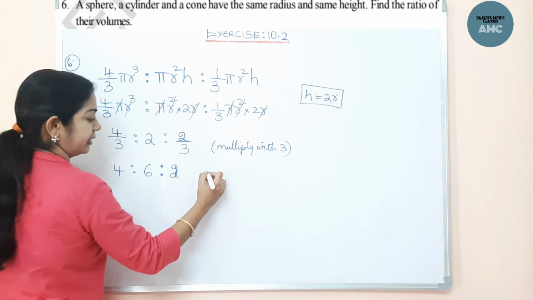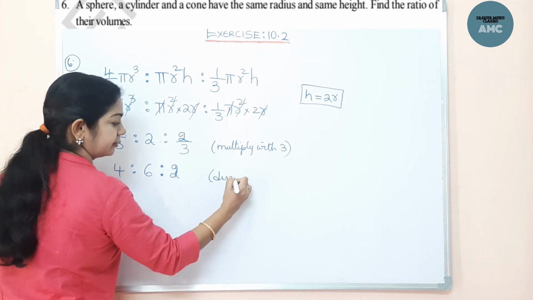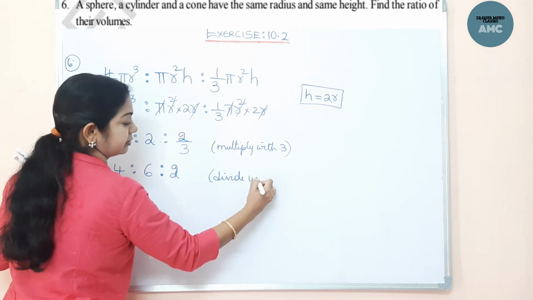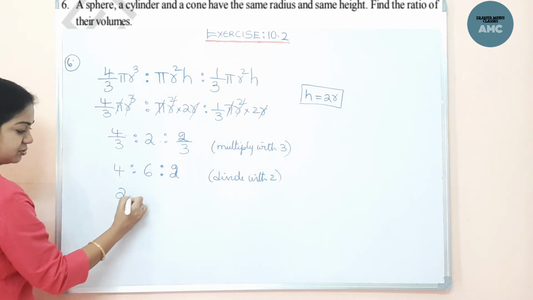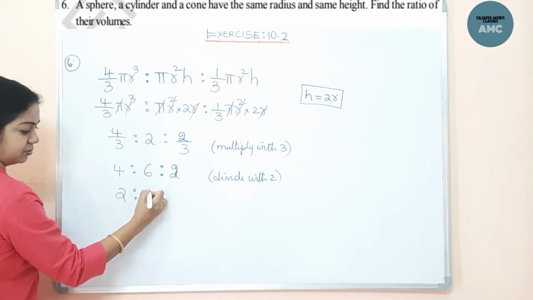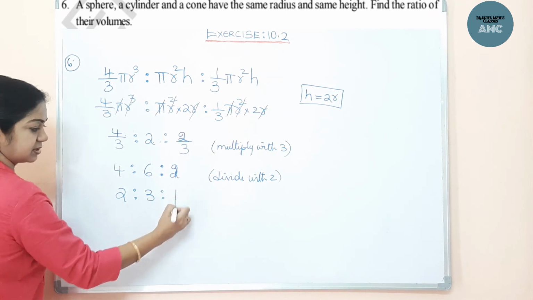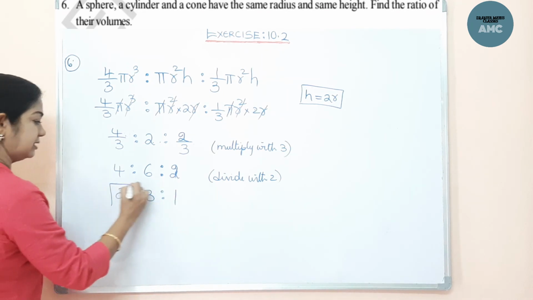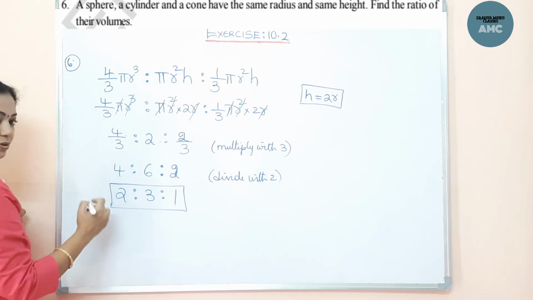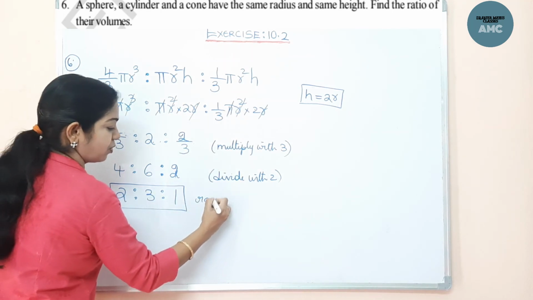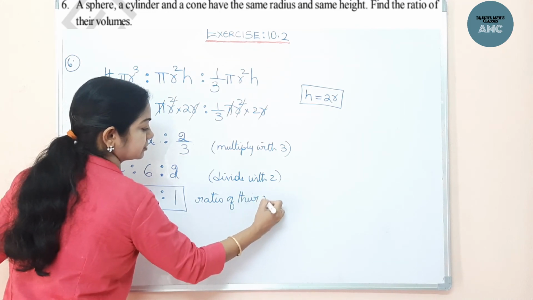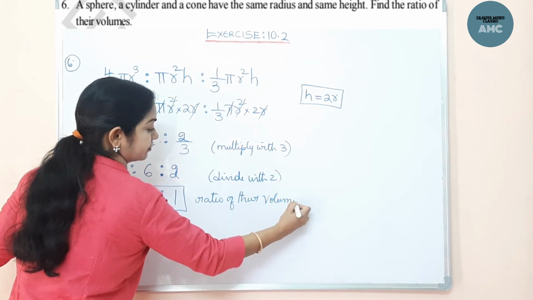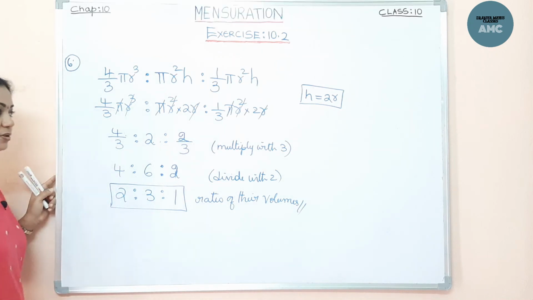Okay, divide with 2 throughout. If you divide with 2, it comes to 2. If you divide with 2, this is 3. If you divide, this comes to 1. So what is this? Ratio of their volumes, right? So quickly pause the video and note it down.